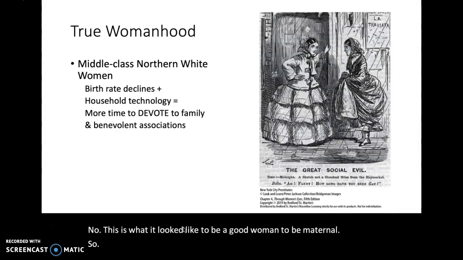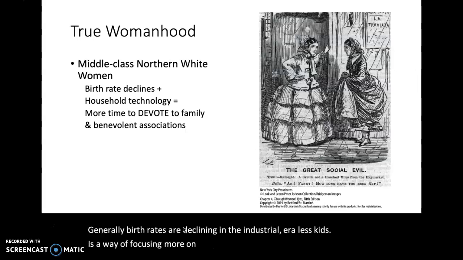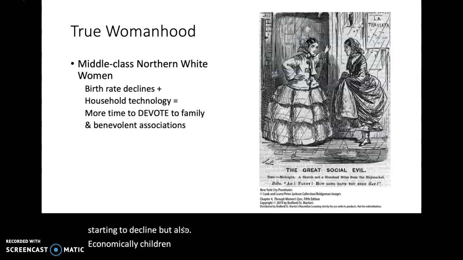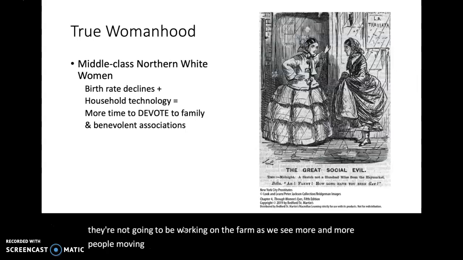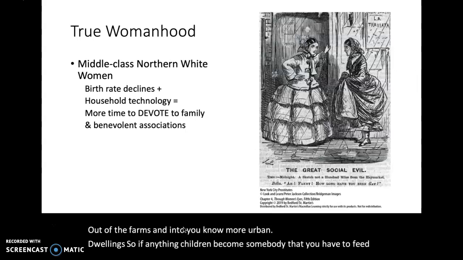So what we see is how it is applied in the North with middle-class Northern white women. Generally, birth rates are declining in the industrial era. Fewer kids is a way of focusing more on the family. If you have fewer kids to teach and to nurture, then you're going to be able to perfect your role as a mother and perfect these children more. So we see birth rates starting to decline, but also economically, children aren't as vital to the family's economy, right? They're not going to be working on the farm as we see more and more people moving into industrial work, out of the farms and into more urban dwellings. So if anything, children become somebody that you have to feed and financially are responsible for.